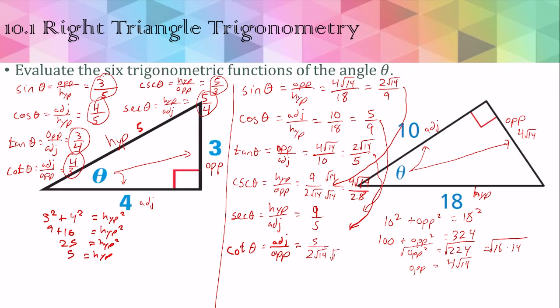You can't have a square root in the denominator. So on the top, I have 5 square root of 14. On the bottom, 14 times square root of 14 times square root of 14 is 14 times 2 is 28. So there you go.